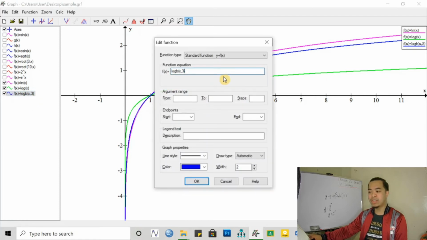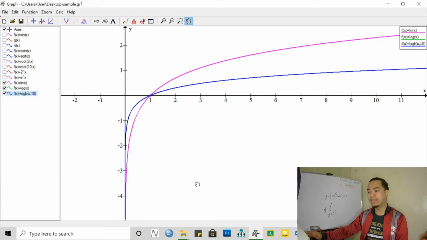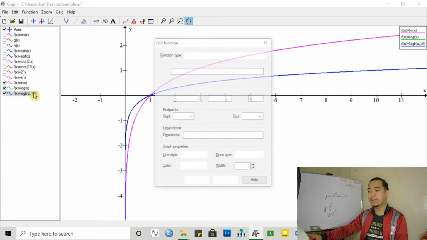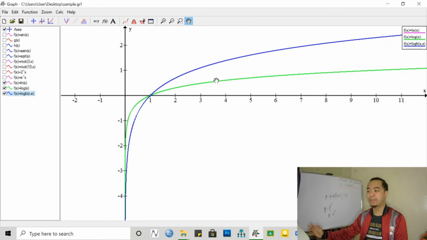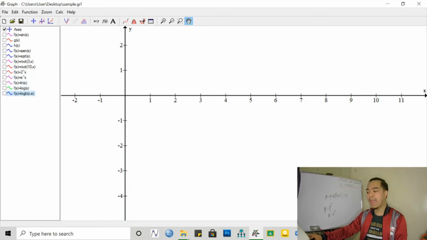Using this command, if we change this to 10, of course it will be the same as log x, the common logarithm. So they will overlap. It's just the same. Or if we change that to e, it will be the same as our natural logarithm. So it will overlap the graphs because they are just the same graph. Right. There we have it.